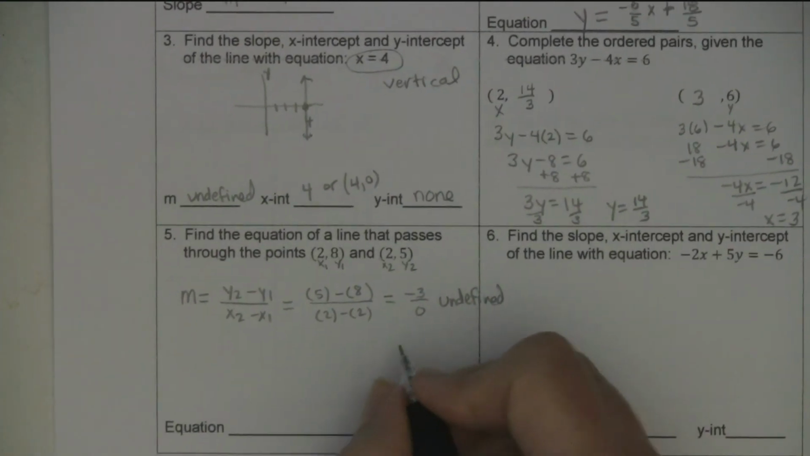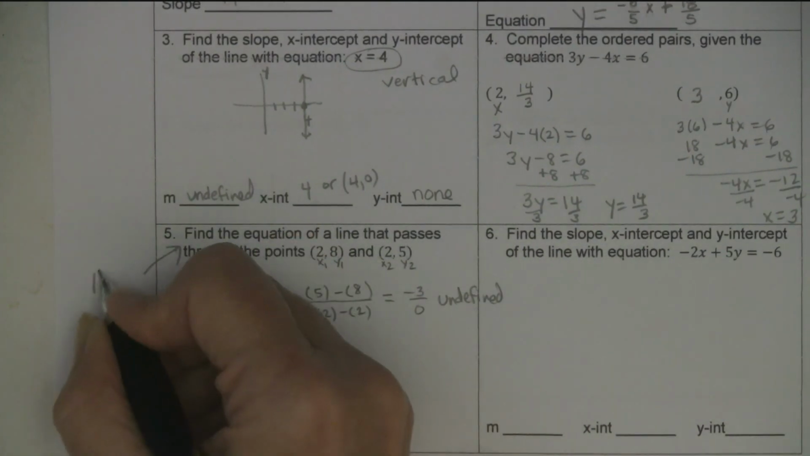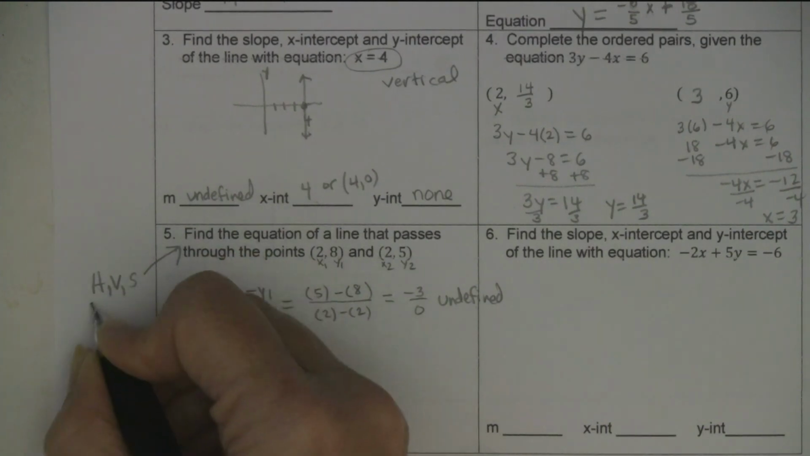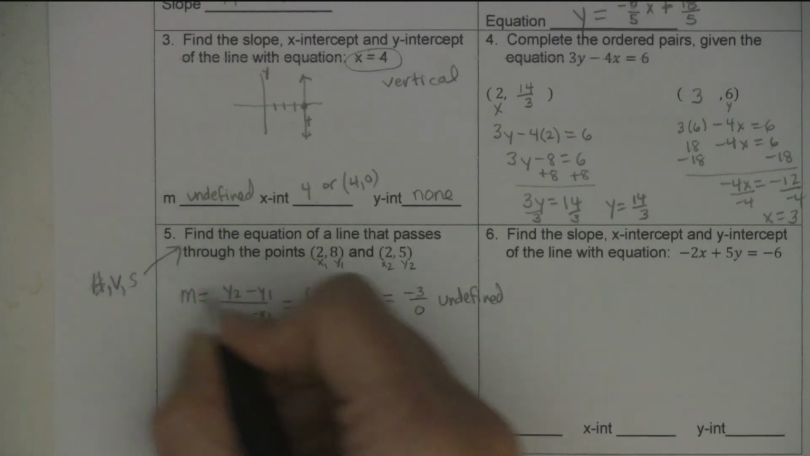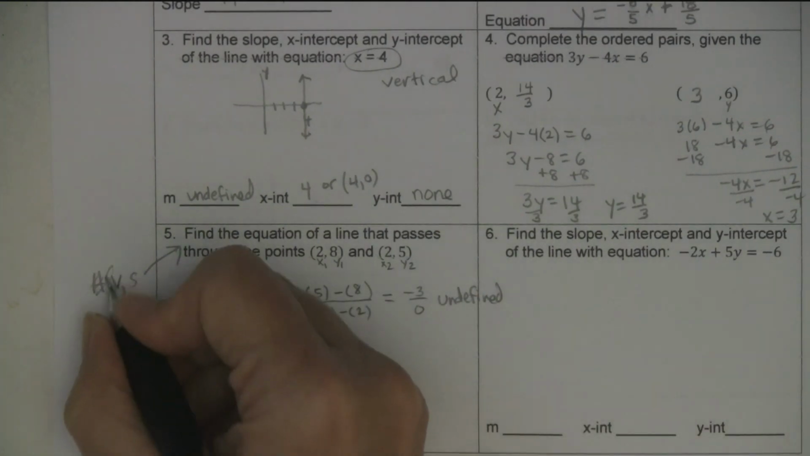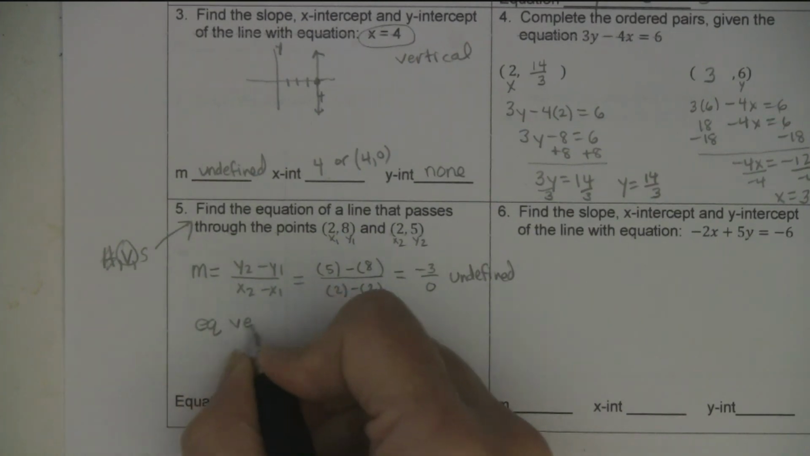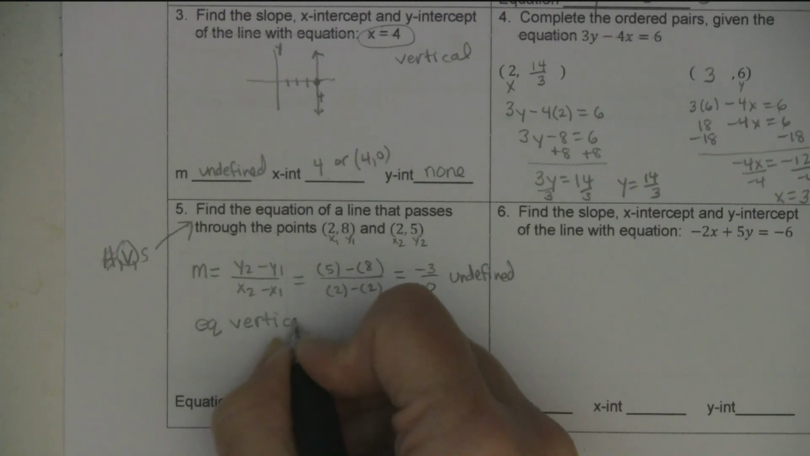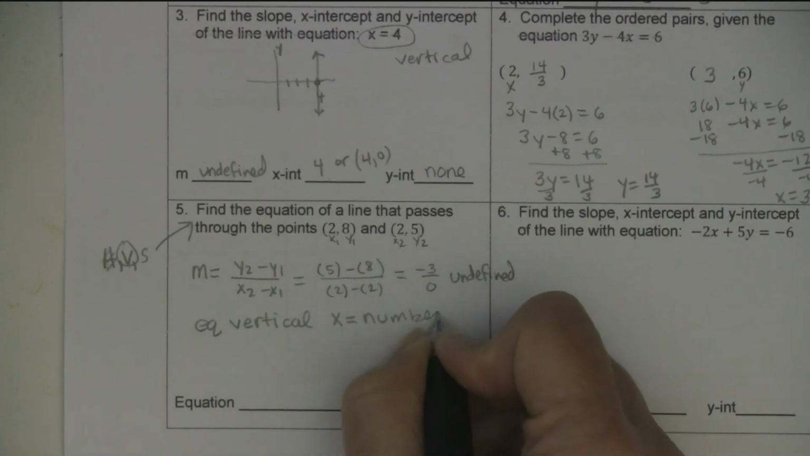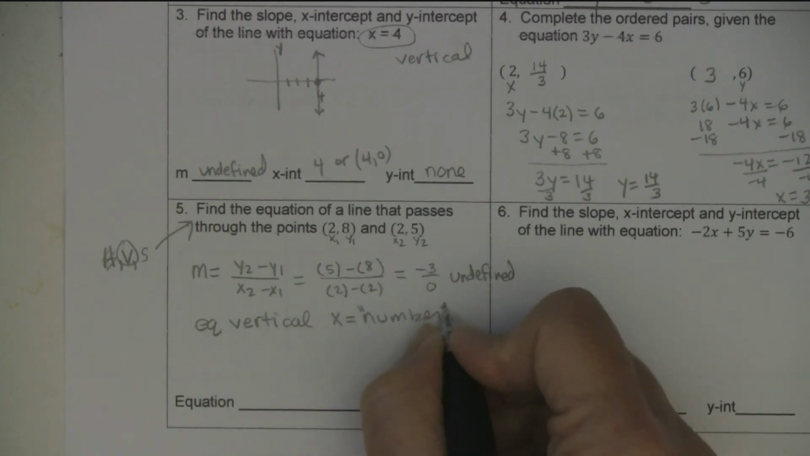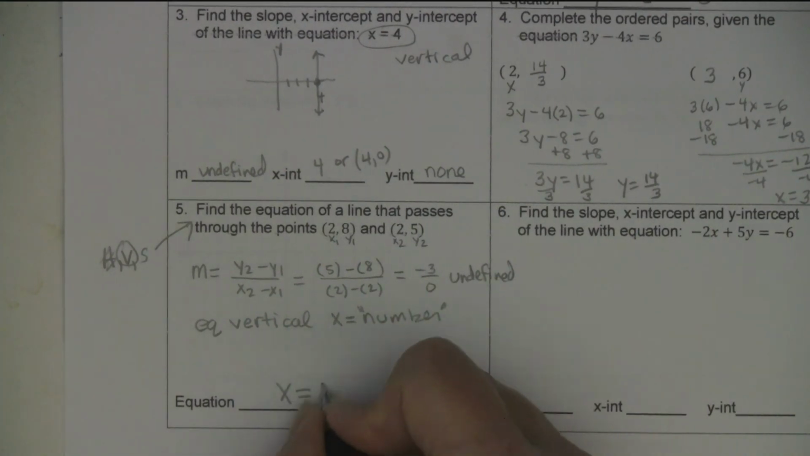So I'm like, hot diggity dog, it's vertical, right? So I was asking myself the question, horizontal, vertical, or slanted? All horizontal lines have slope 0. It's not that. All vertical lines have slope undefined. Well, that's what it is. So the equation of a vertical line, so EQ for equation of a vertical line, is x equals a number. All you got to do is figure out what that number is for x. And guess what? It's 2. And this one agrees. It's 2. So the equation is x equals 2.